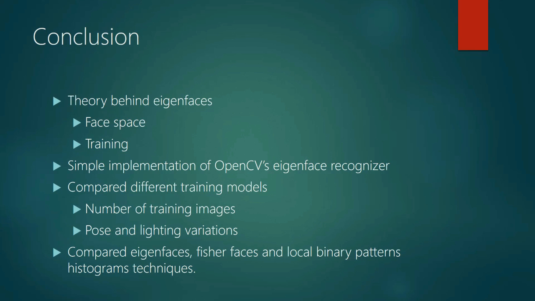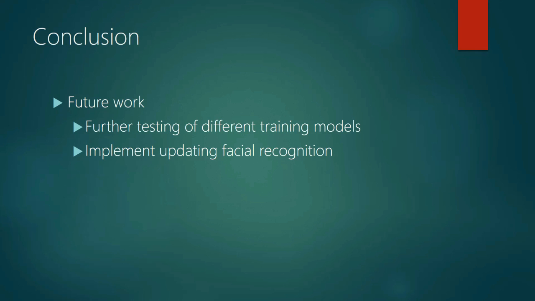So we can conclude that we have successfully implemented OpenCV's Eigenface Recognizer, and we have compared the recognizer that we implemented using different training models and a number of training images for different poses and lighting variations. We've also successfully compared Eigenfaces, Fisherfaces, and local binary patterns histograms techniques. There's a lot of future work going on in this domain, as we have discussed earlier, where several algorithms make use of artificial neural networks and other techniques like support vector machines to give a better face recognizer algorithm that minimizes the error rate.